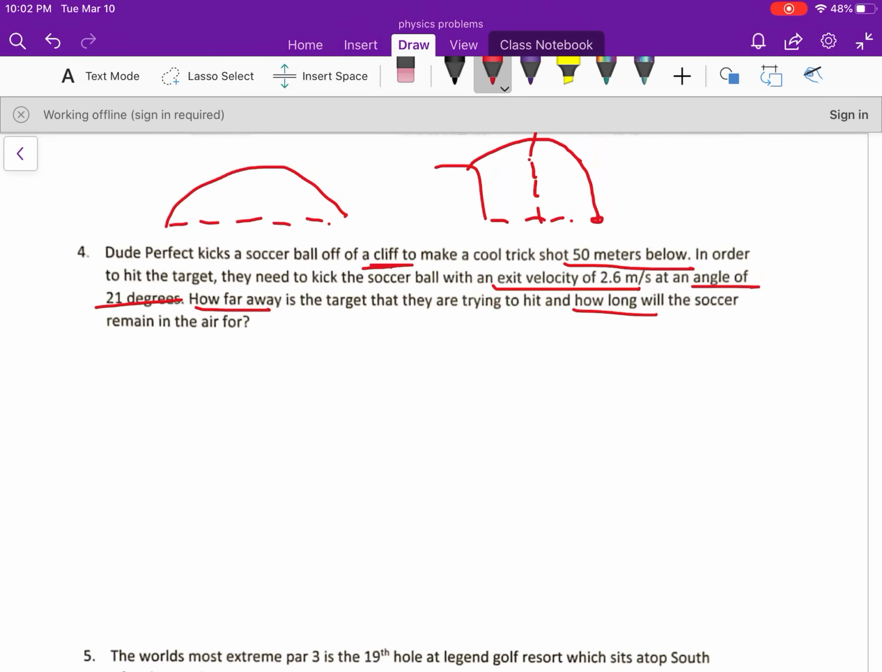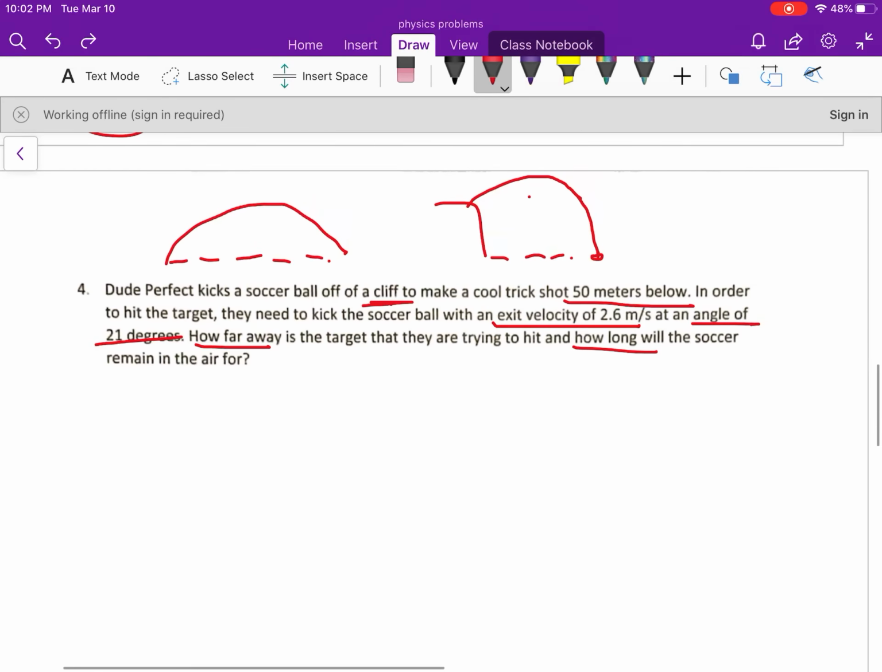Let me redo that. This pen's driving me crazy. So we still want to split this in half, but as we can see, the time it takes to get to that peak is no longer the same as the time it takes to get down from that peak. So now we're going to have to solve for our time in the first half, solve for our time in the second half, and then add them together to get the total time that this projectile is in the air.